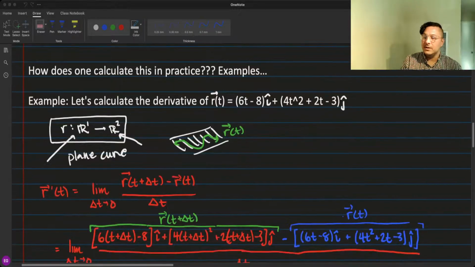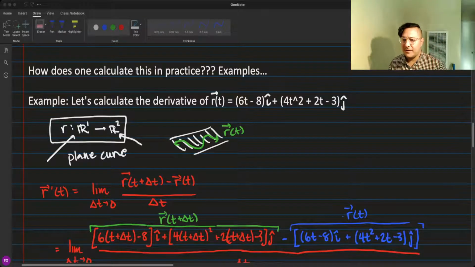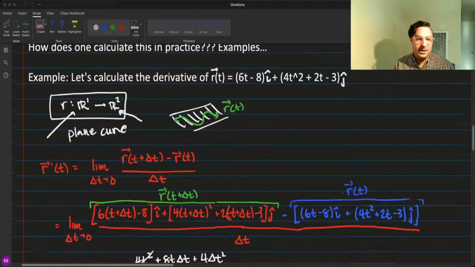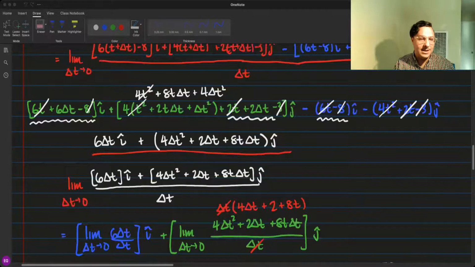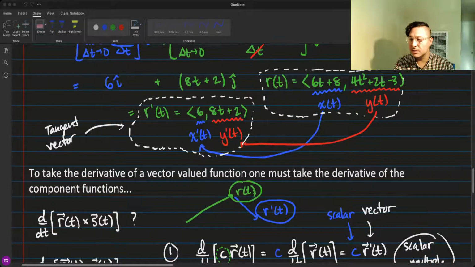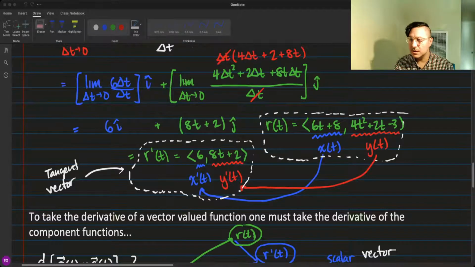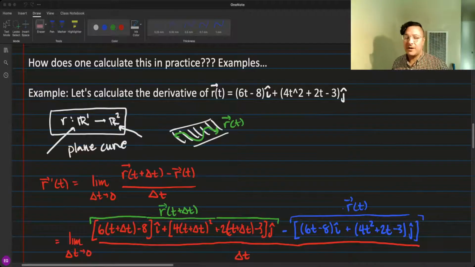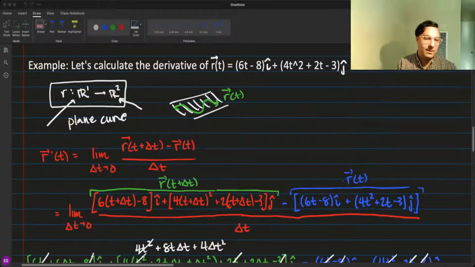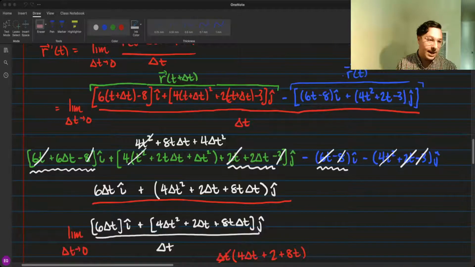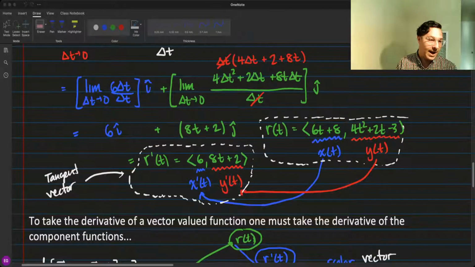Okay, and then I did an example of this. We had r of t equals 6t minus 8 i plus 4t squared plus 2t minus 3 j. And we found out that if you calculate the limit, it's pretty easy to do the derivative. You just take the derivative of the components. So what were we going to get for our x component? What is the derivative of 6t minus 8? It would be 6. What is the derivative of 4t squared plus 2t minus 3? 8t plus 2, right? And you can see that we calculated it, and that's exactly what we got.